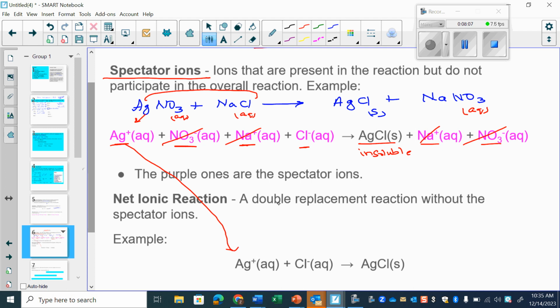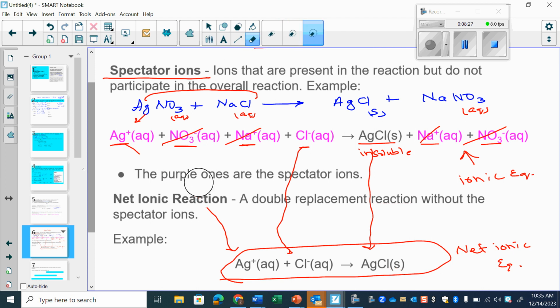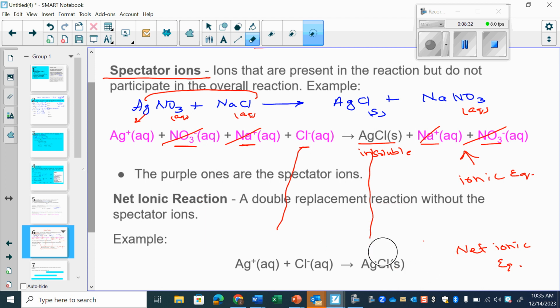So silver and chloride on the reactant side will give you your product. So this is your net ionic equation. This one is your ionic equation, and this is the net ionic equation. So let me clean this up a little bit. Once again, this is your ionic equation, and this one is your net ionic equation.